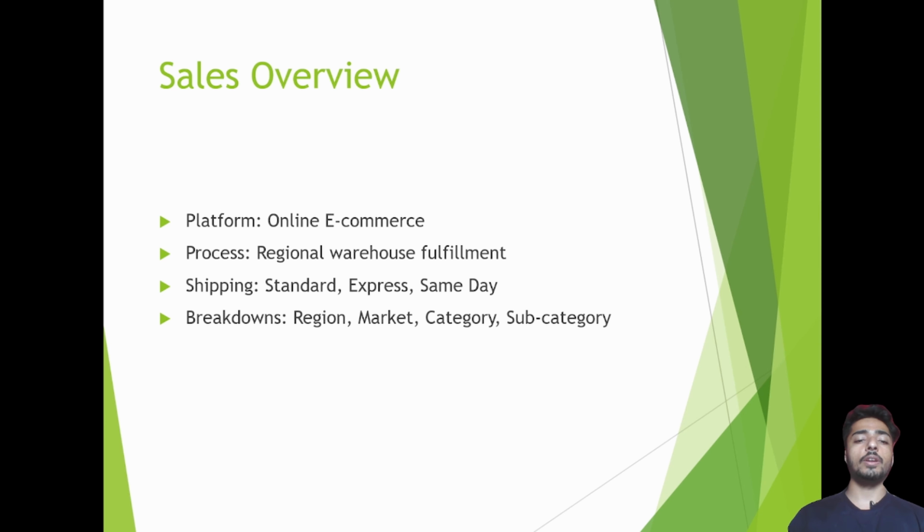The first one is the platform, online e-commerce, processing, regional warehouse fulfillment, and shipping like express, same day, and standard. And for the breakdowns, we break down those things into region, market, category, and subcategory.